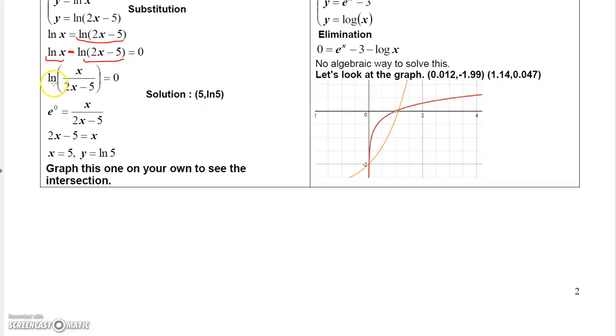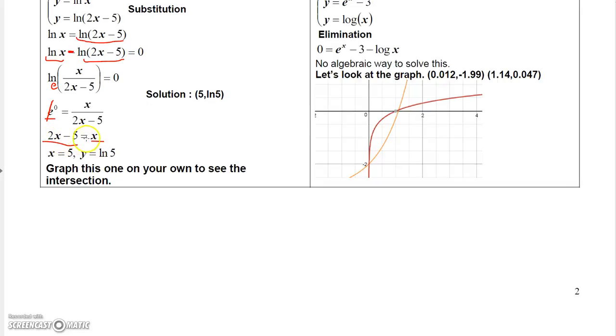Remember, this base right here is understood to be e. And so if you write this in exponential form, you get e to the 0 equals the argument x over 2x minus 5. Well, that's just 1, right? So that's just 1. So if I multiply both sides of that by 2x minus 5, 2x minus 5 times 1 is just 2x minus 5, and then over here it'll cancel the 2x minus 5 and I'll just get x. So now I can easily solve this.